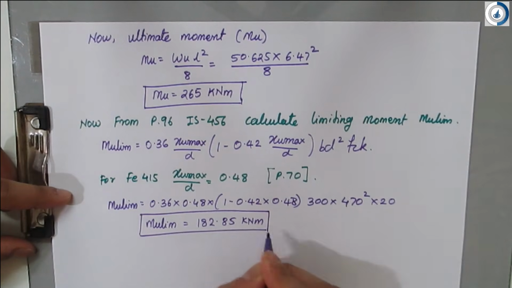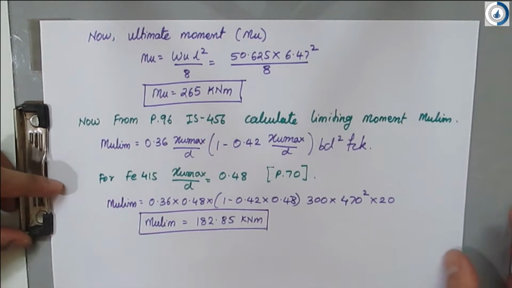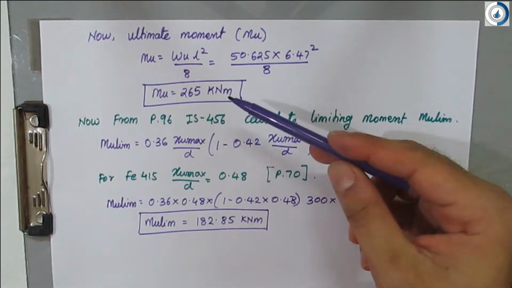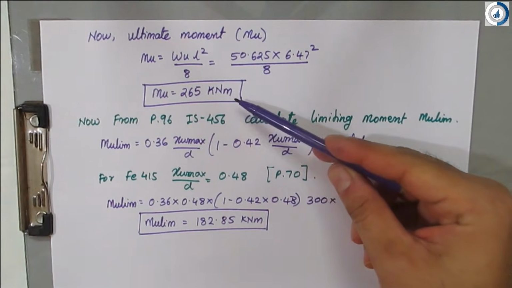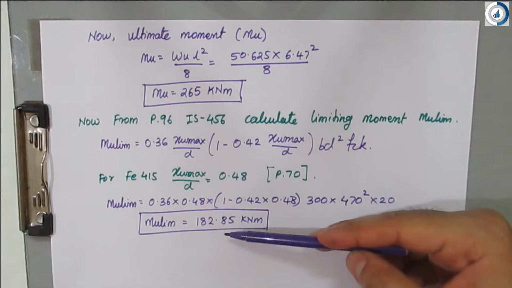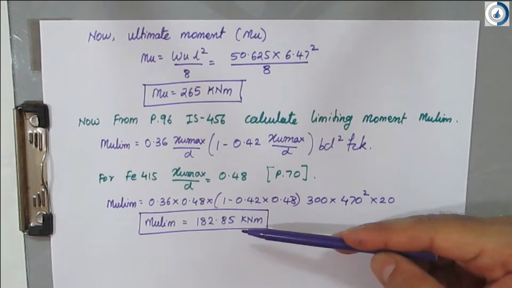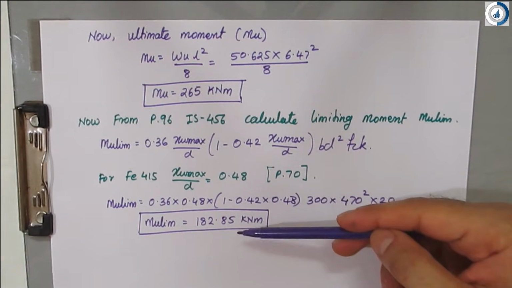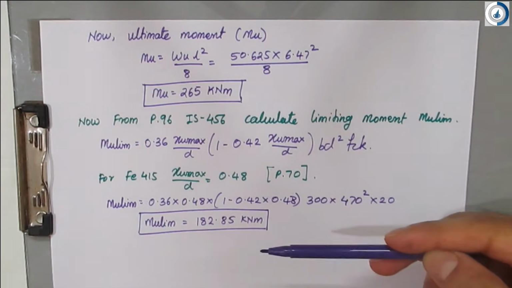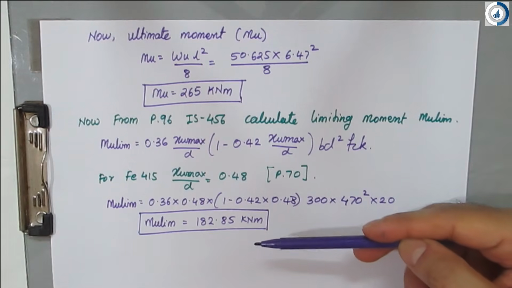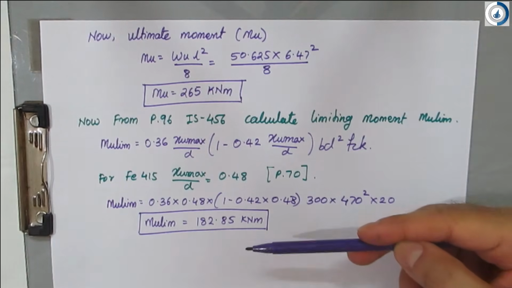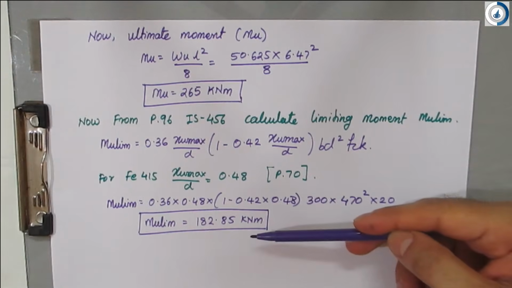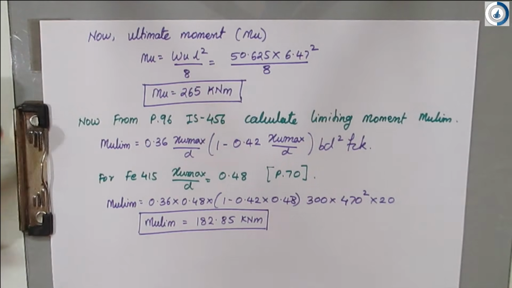So this is your limiting moment. Now what you can make out from this is that your ultimate moment is 265 kilonewton meter, but the limiting moment is 182.85 kilonewton meter. So obviously Mu is greater than Mu limit, and this clarifies that the given beam is a doubly reinforced beam, or you have to design it as a doubly reinforced beam.